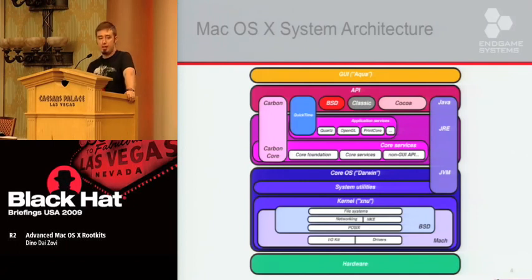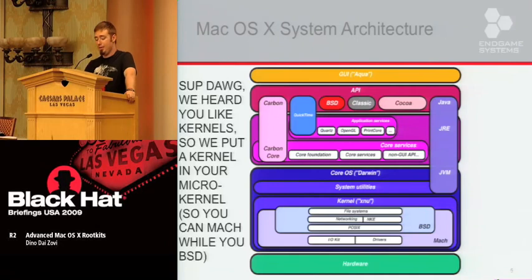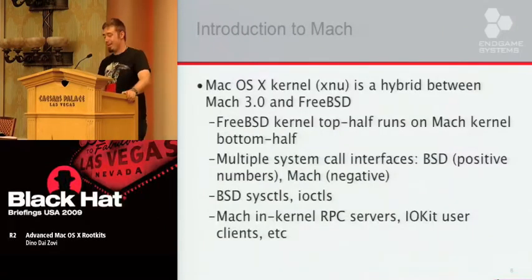But you can still get direct access to Mach, and this is the place that we'll be playing. A better way to understand this is, sup dog, we heard you like kernels, so we put a kernel in your microkernel so you can Mach while you BSD. Like I said, XNU is this dual personality kernel, and it has a number of the usual surfaces that you'd expect on any Unix-like system. That's the Unix system calls. It's a BSD-derived system, so we have sysctls and that whole bag of stuff.